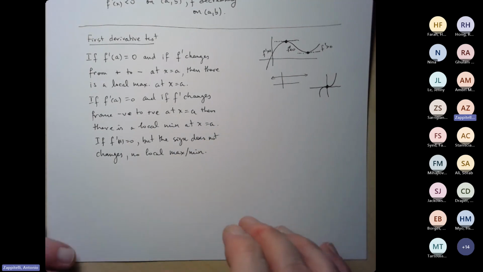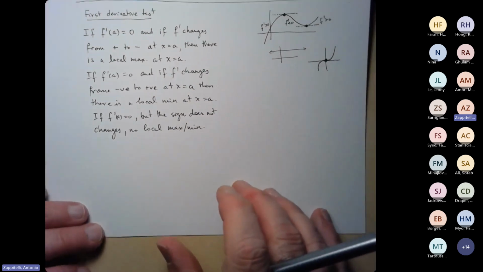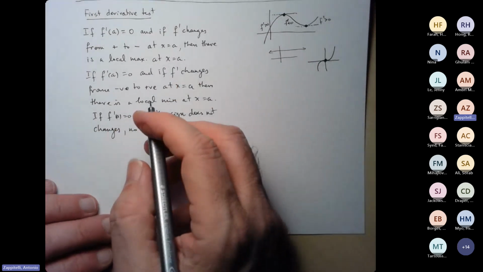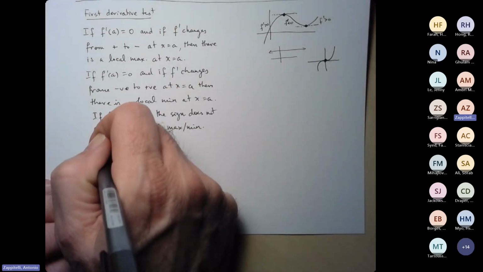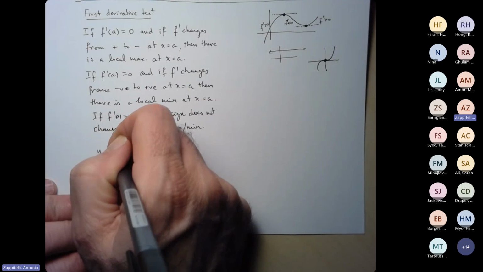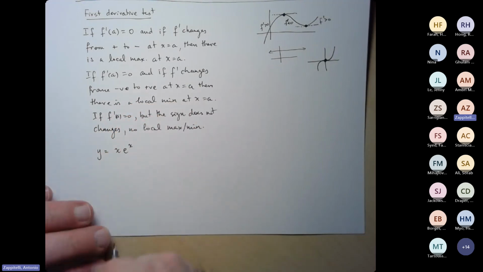And this essentially is the first derivative test. Okay. So let's do a quick example, and then I'll give you a couple of examples to work on. Okay. Let's say our function is x e to the x. Okay.